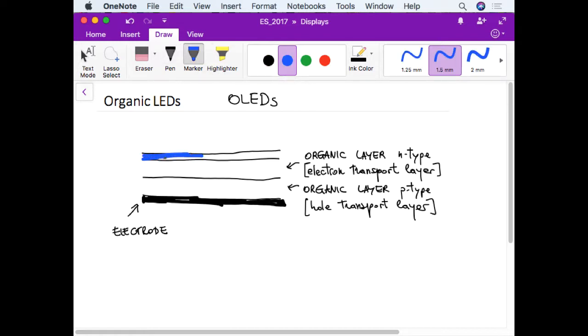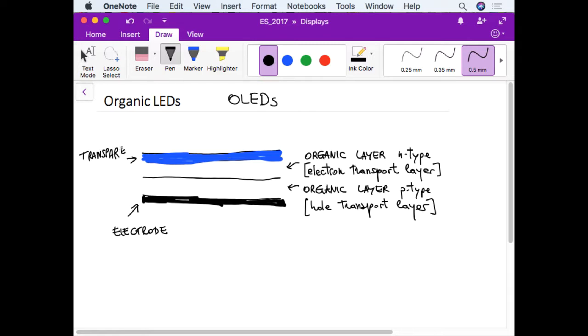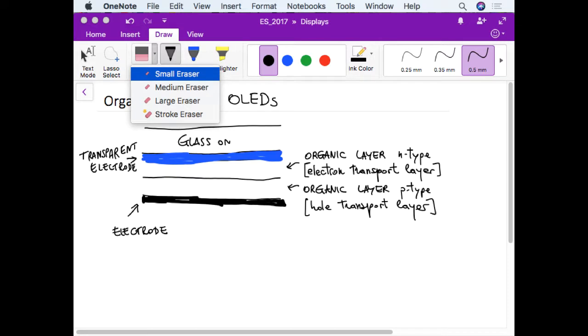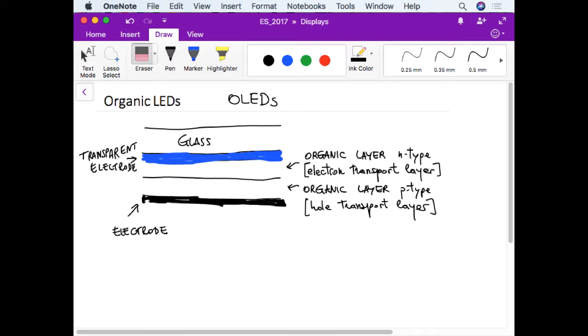This is the transparent electrode. And then you have glass on top. So when you apply voltage between the electrode and the transparent electrode, you start to emit light, which is emitted through the glass in that direction. So that is the, let's say, relatively easy principle of operation of the OLED.